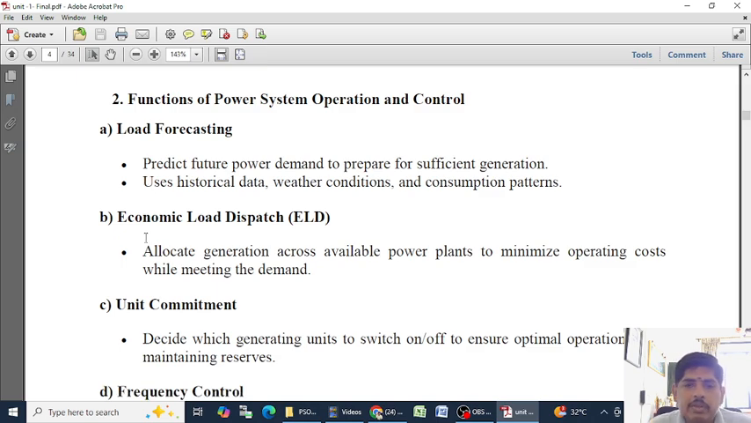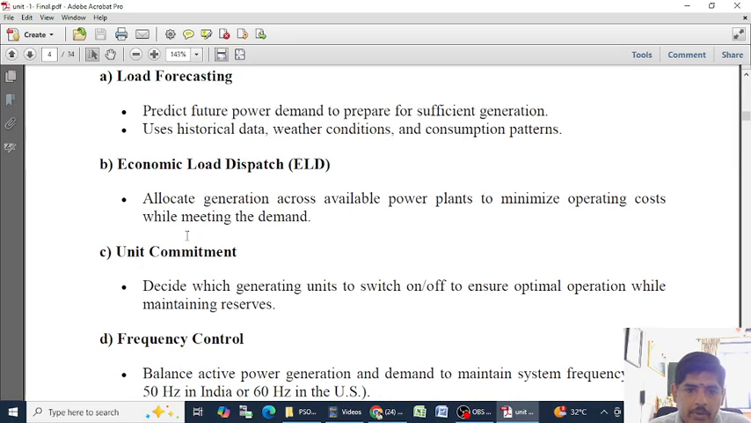It's very simple. Based on the demand in the area, you have to allocate the power to the particular area. Allocate generation across available power plants to minimize the operating cost. Economically, you have to dispatch the load to all the consumers. That comes under economic load dispatch. The main role of economic dispatch control is to minimize the operating cost. With the minimum cost, how it is possible to generate the maximum power and also satisfy the power demand. This comes under economic load dispatch.